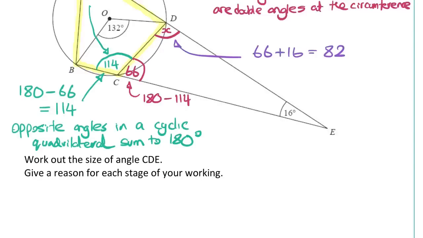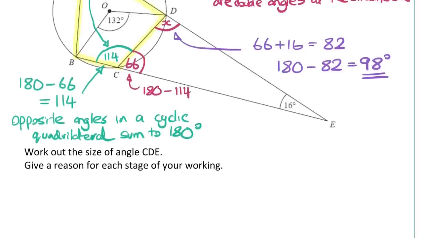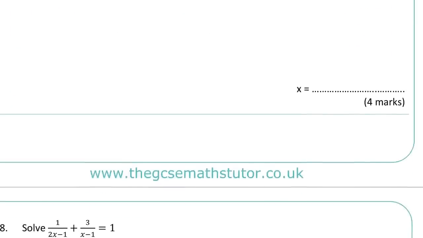And then take that away from angles in a triangle, which obviously total 180. So 180 take away 82 is equal to 98 degrees. And there we go, our final answer is 98. You could also write here that angles in a triangle equal 180. So there we go, final answer, 98 degrees, and we can write that on our dotted line, 98.